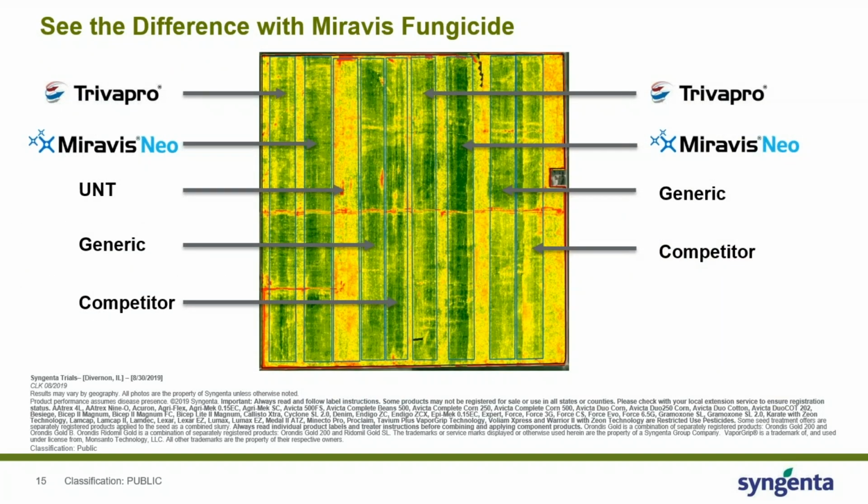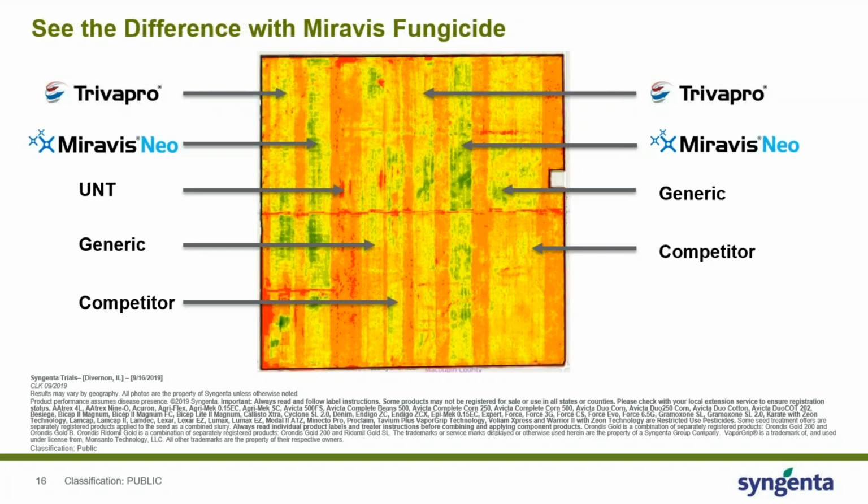This is really great software and a system to enable you to compare products. In this case, we're looking at fungicides, and we have 2 Syngenta products, which are Trivapro and Miravis Neo, compared with generic and competitor products, and also with untreated. Using the color palette, you can really see the differences, which in some cases won't be visible to the naked eye.